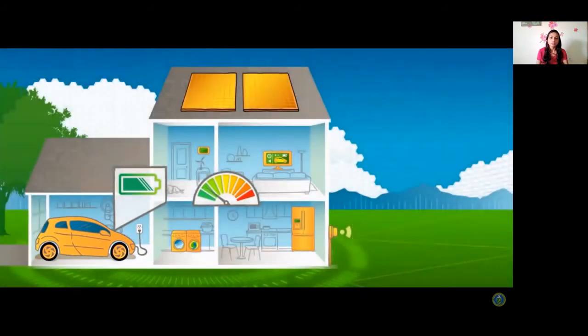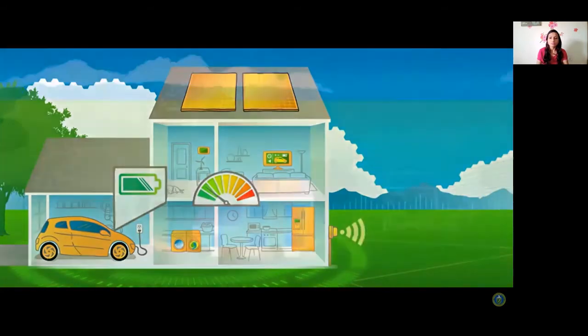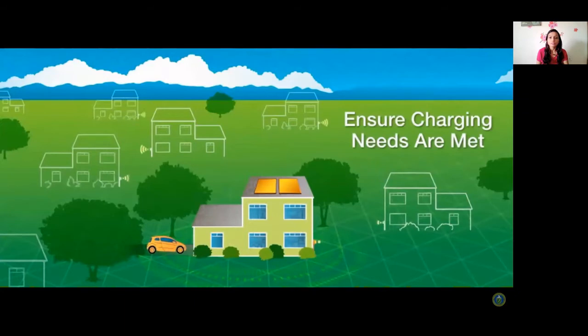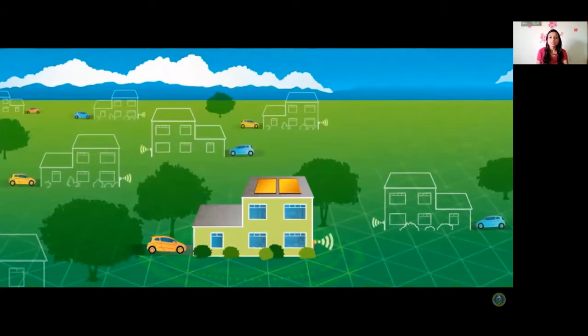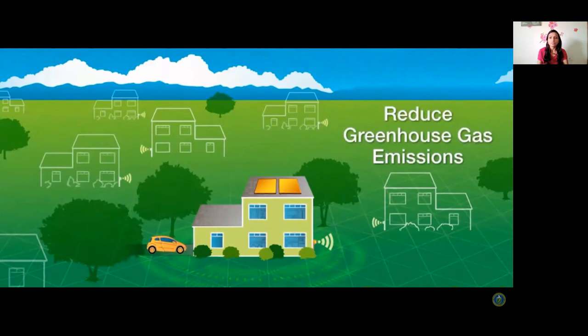With smart grid technologies and consumer participation, utilities can more easily handle the increased demand for power to run the electric vehicles and ensure charging needs are met. By adding more plug-in electric vehicles to the grid, we have the potential to reduce fuel costs, lower our dependency on foreign oil, and help reduce greenhouse gas emissions.